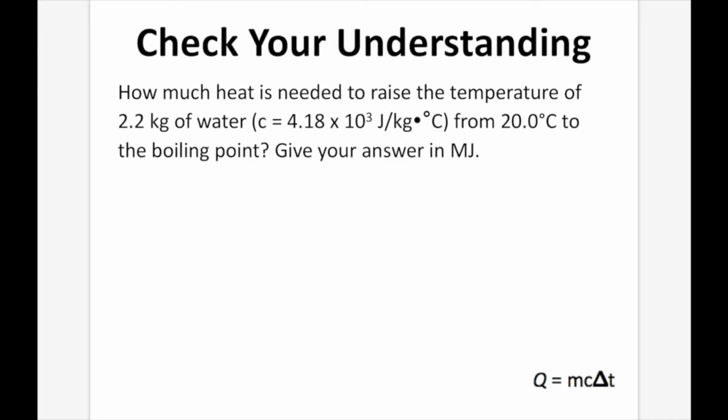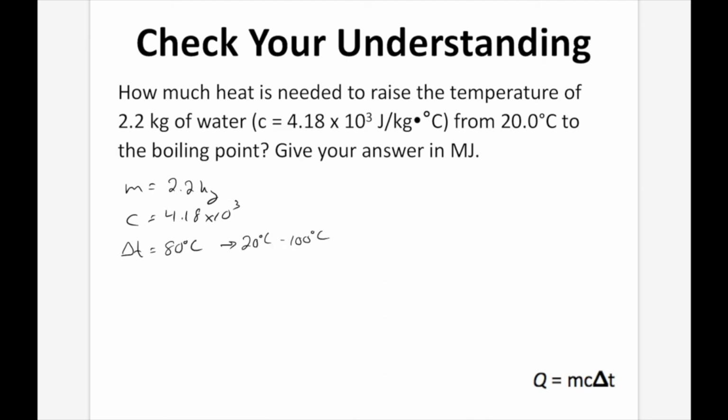So first of all, let's write down what we have. So we have mass is equal to 2.2 kilograms. C is going to equal 4.18 times 10 to the 3. Our change in temperature is going to be 80 degrees Celsius because we're going to go from 20 degrees Celsius to 100 degrees Celsius. So we get an 80 degree difference.